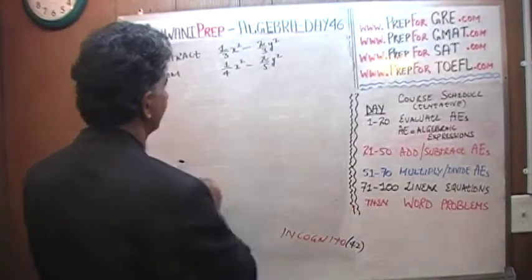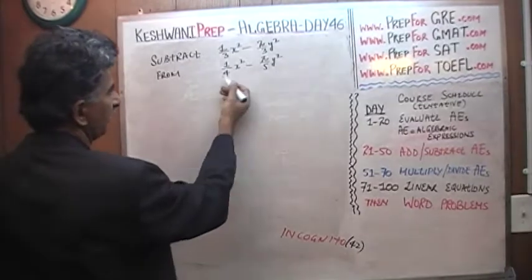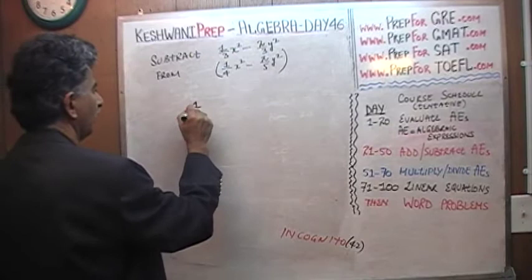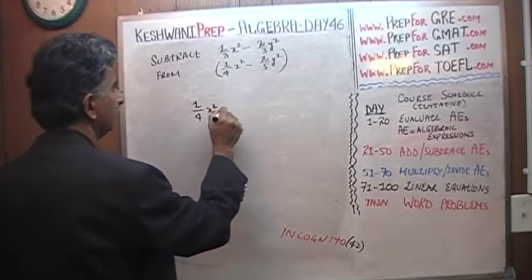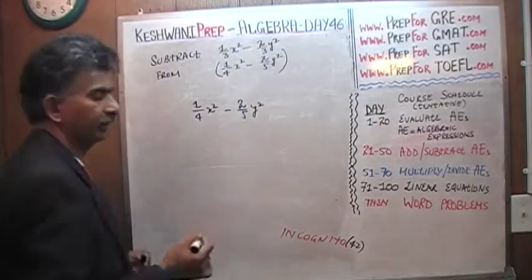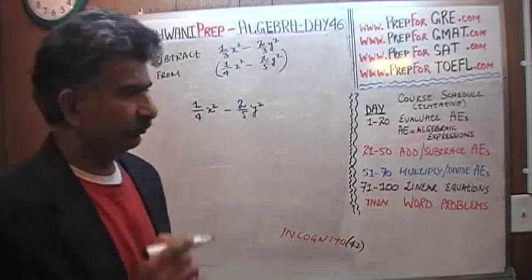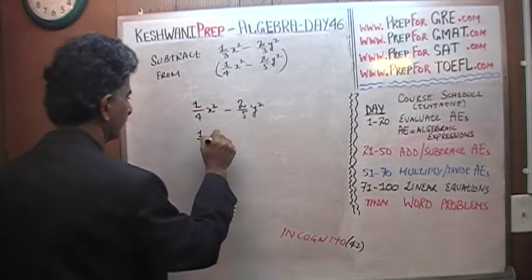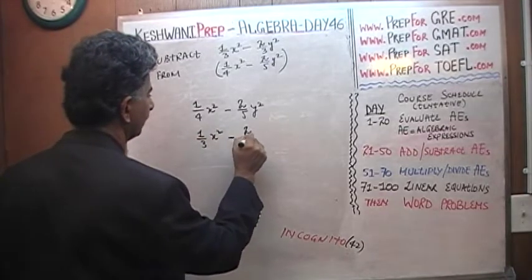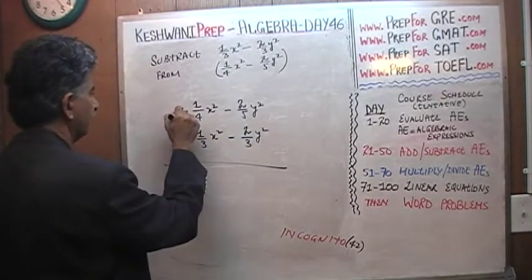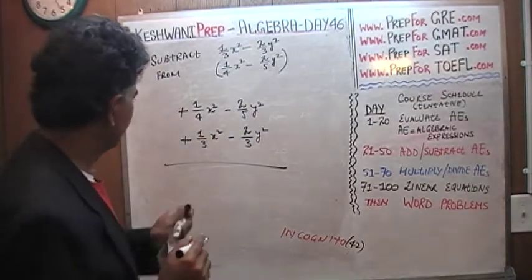The quantity that we are subtracting from is this bottom expression right here, which is 1/4 x squared minus 2/5 y squared. And the quantity that is being subtracted has to go on the bottom: 1/3 x squared minus 2/3 y squared. This has a plus sign in front of it, this has a plus sign in front of it. Now let's see what happens here.